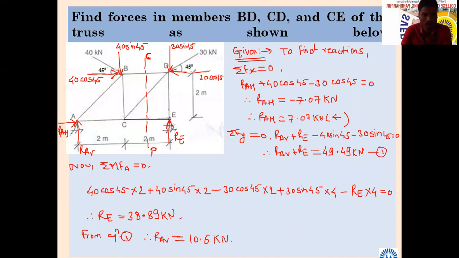So reactions I found out already. Suppose I will consider the right hand side, the side where I am writing. That right hand side I am going to consider. And now we are not supposed to consider each and every joint.